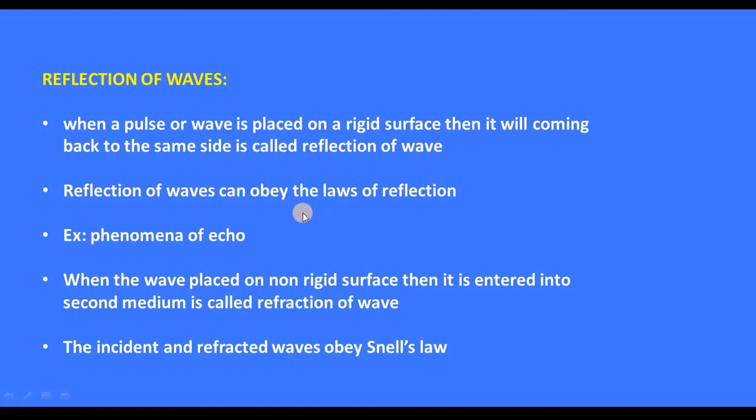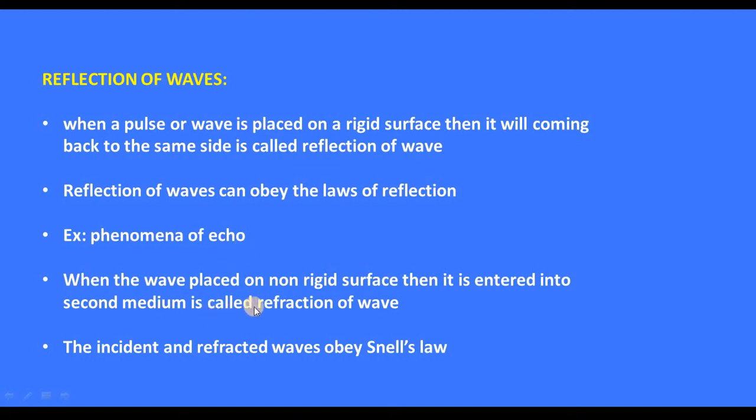An example of reflection of waves is the phenomenon of echo. What is the meaning of echo? For example, when you stand in front of a wall and make some noise, you hear that sound again. That is known as the echo phenomenon, and it happens because of reflection of waves.